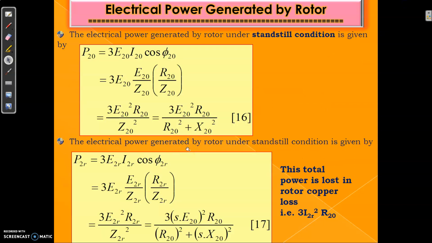Now, how will we calculate the power loss? Power loss under running condition is equal to 3 I2R square into R20. It must be R2R, but R2R is equal to R20. Hence, it is the power loss inside the induction machine in the rotor. I am talking about the copper loss, not the iron loss. So copper loss inside the rotor is given by 3 I2R square into R20.